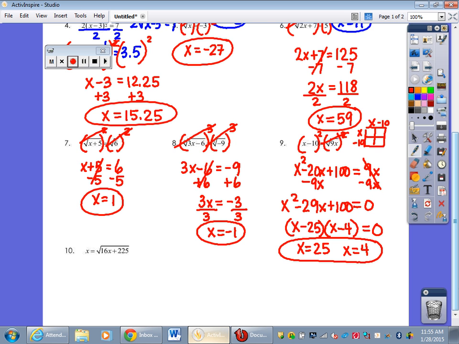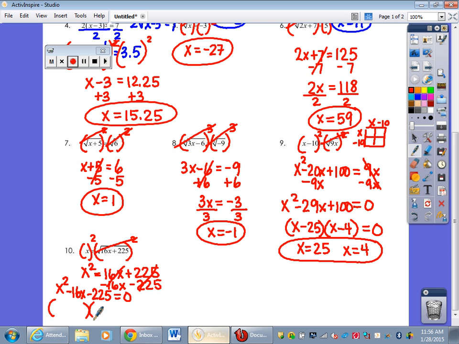All right, and the last one, square both sides. We get x squared equals 16x plus 225. Remember that that's going to cancel. So now, again, it's a quadratic. We've got the x on the left and the x on the right. We need to move everything over to the same side. So I'm going to subtract this to the other side and subtract that to the other side. So it's going to be x squared minus 16x minus 225 equals nothing because those will be gone.